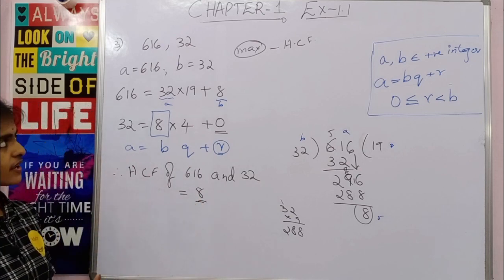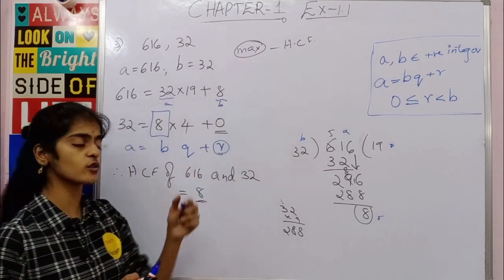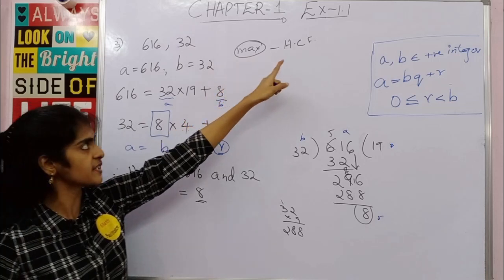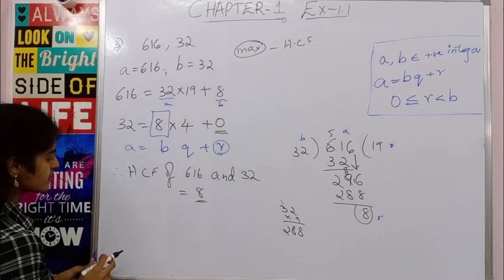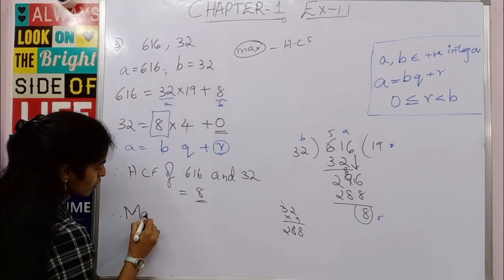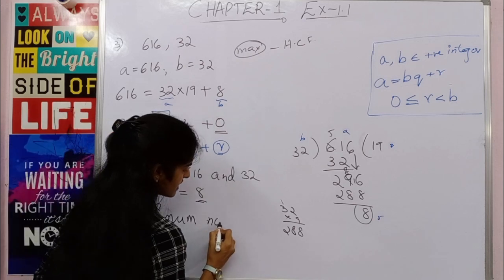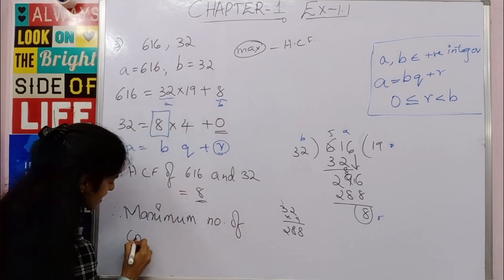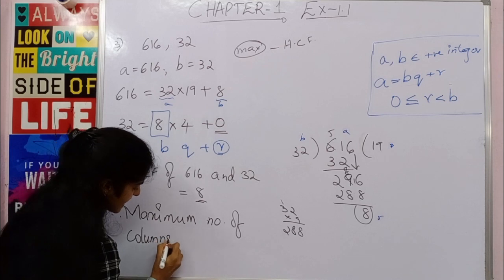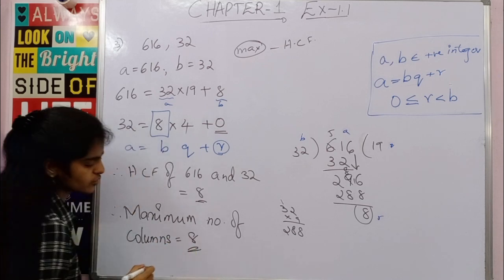Okay, so you want the maximum number of columns, right? So what is the maximum number of columns? It is nothing but the HCF. Therefore, the maximum number of columns is the HCF. HCF is 8, so the maximum number of columns is also 8.